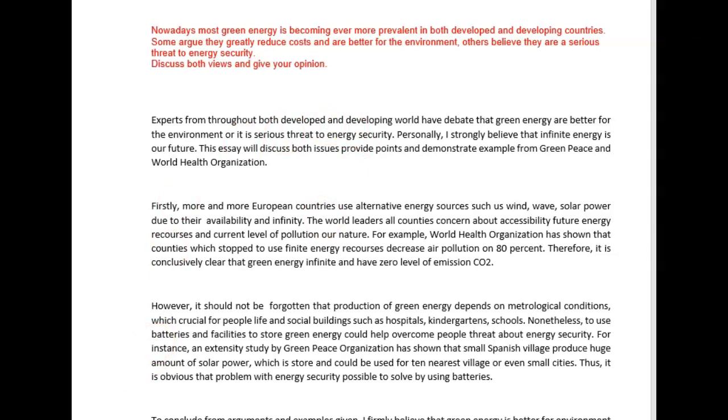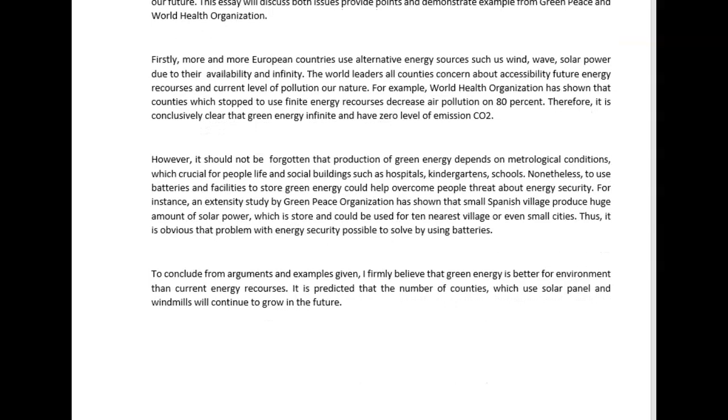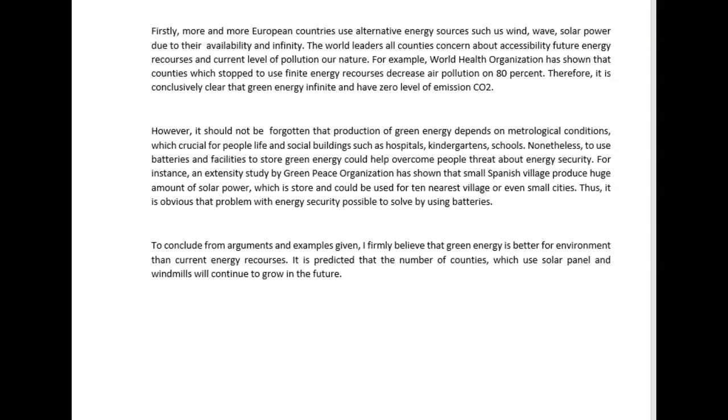Okay, let's move on. However, it should not be forgotten the production of green energy depends on meteorological, spelled wrong, conditions, which are crucial for people's, apostrophe S, life, and not social buildings. You mean facilities, such as hospitals, kindergartens, and schools. Okay. Nonetheless, to use batteries and facilities to store green energy could help overcome, that's not right, overcome the threat to energy security.